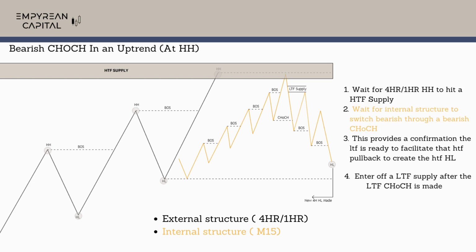Then number two, we wait for the internal structure to switch bearish through a bearish change of character. Our internal structure is our 15-minute structure, right? So number one, we wait for the higher time frames to reach that higher time frame supply. Number two, we switch to the internal structure or the lower time frames, which is our 15-minute structure, and we wait for it to switch bearish to form that bearish change of character.